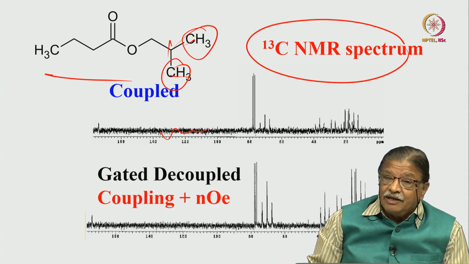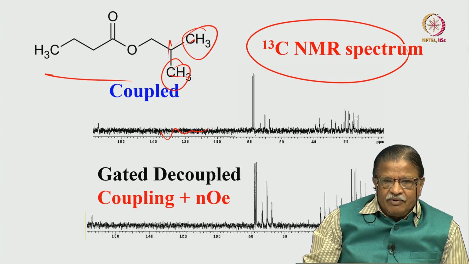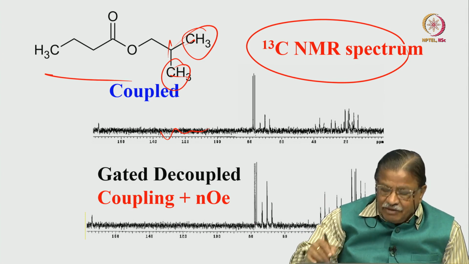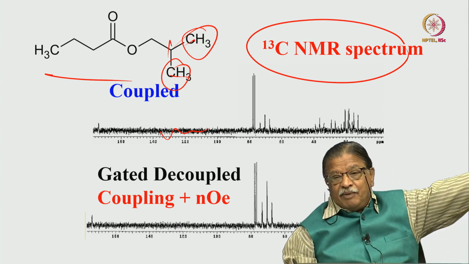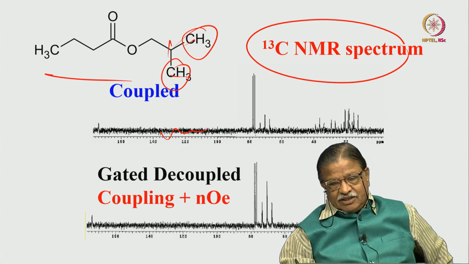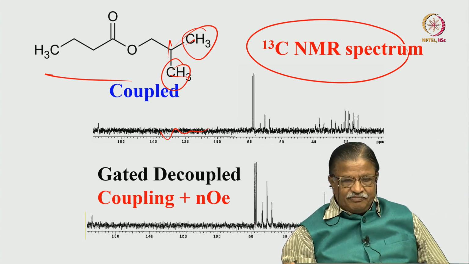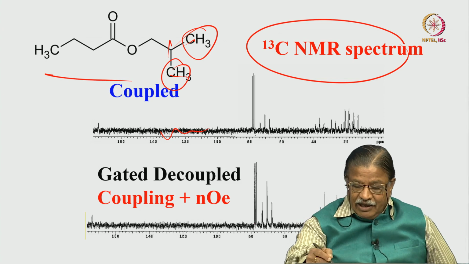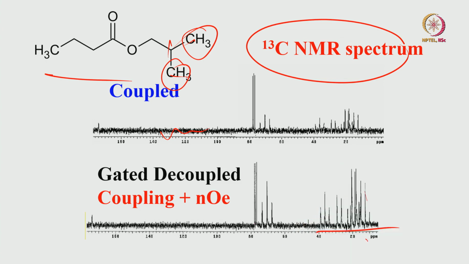What is gated decoupling? Inverse gated decoupling, I told you. We are doing NOE before applying the RF pulse. That is called inverse gated decoupling. When you do that, you still get a coupled spectrum. But at the same time you will see this is still a triplet. We are not decoupling, it is coupled, but NOE is there.